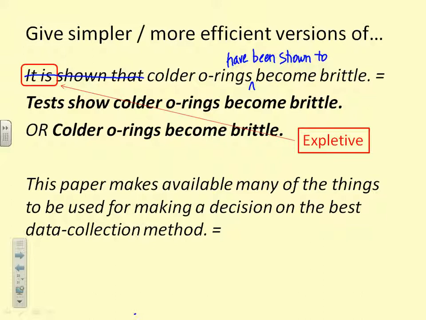Or refer back to your test. Instead of "it is shown," which is very vague, "tests show" relates directly to the work that you're talking about. So you're actually referring to what you've already done, which is good.